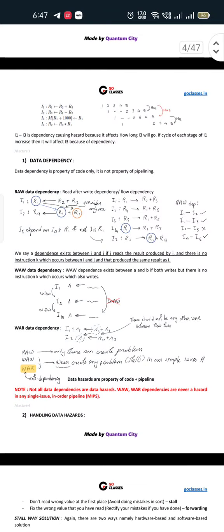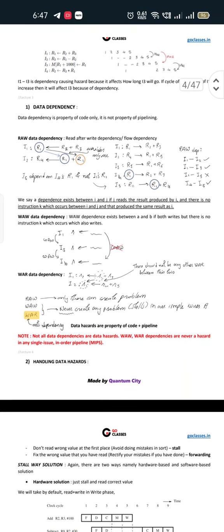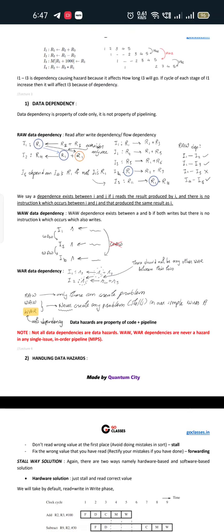Data dependency is a property of code only. It is not a property of a pipeline. RAW data dependency, read after write dependency, or flow dependence. For example: I1: R1 = R2 + R3, and I2: R4 = R1 + R1.